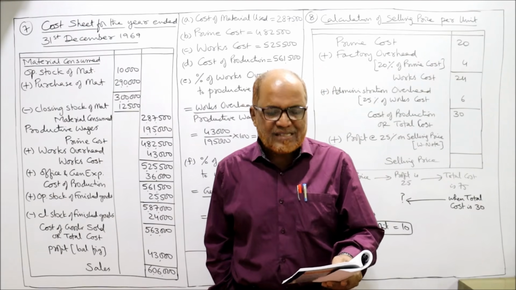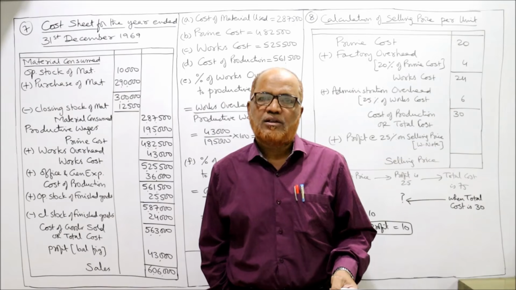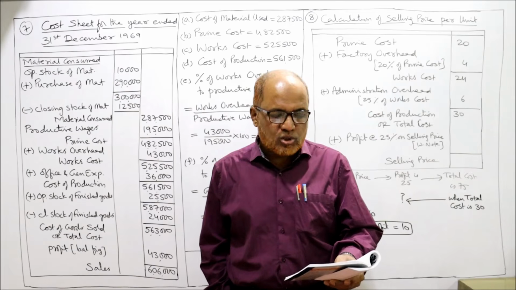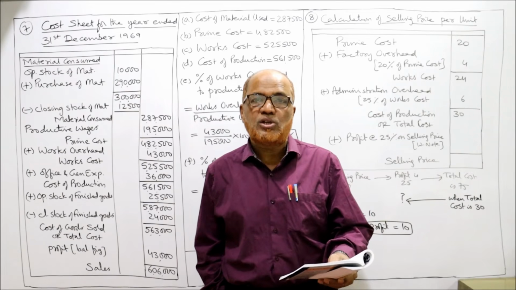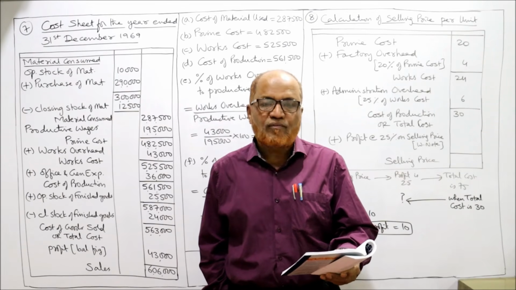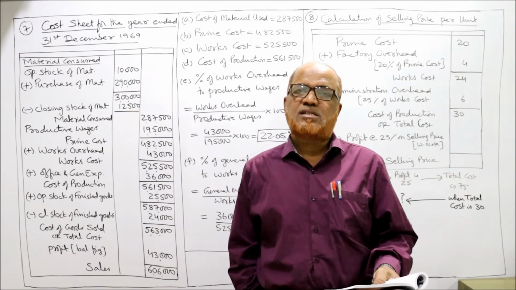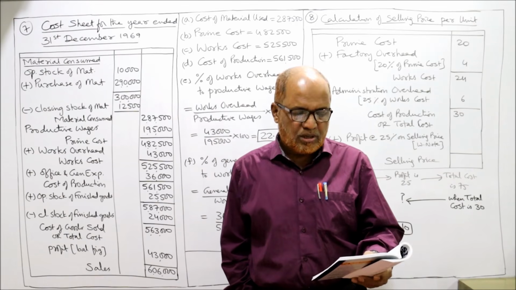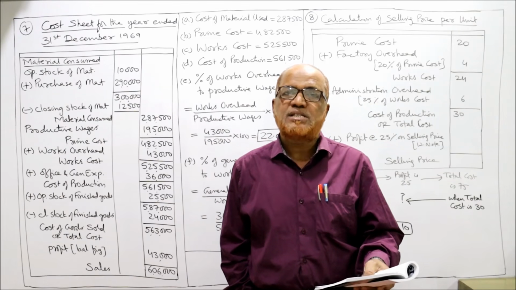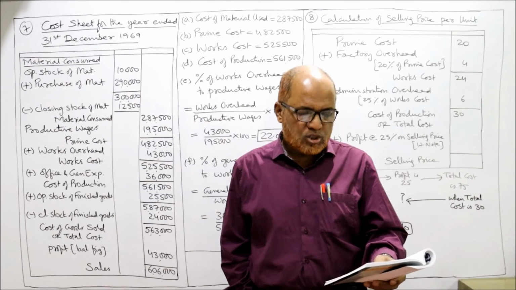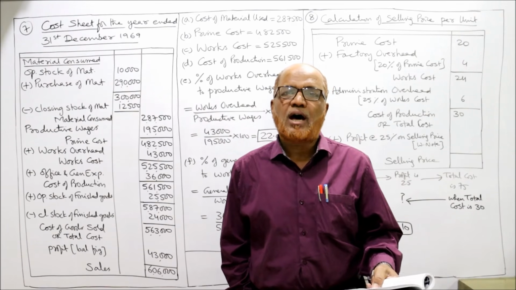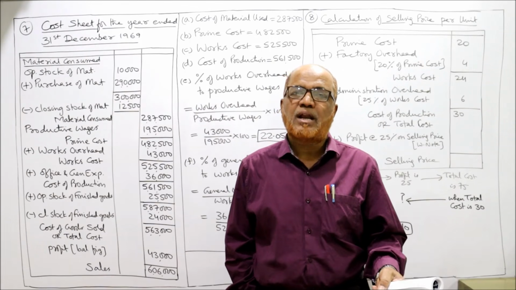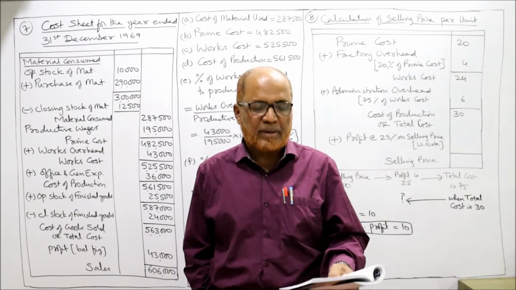Stock of material on 1st January 1969, for the year ended 31st December 1969. This is the opening stock of material. Then stock of finished goods on 1st January 1969, the opening stock of finished goods. Then raw material purchased, productive wages, which means direct wages. Sales, and stock of material unused. Unused means closing stock, the stock of material on 31st December 1969.